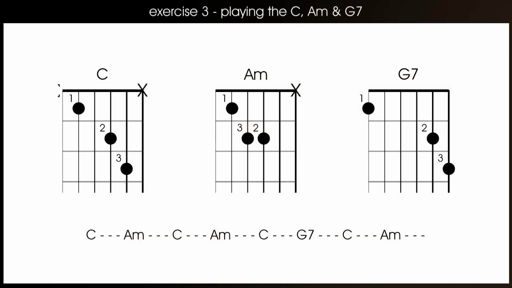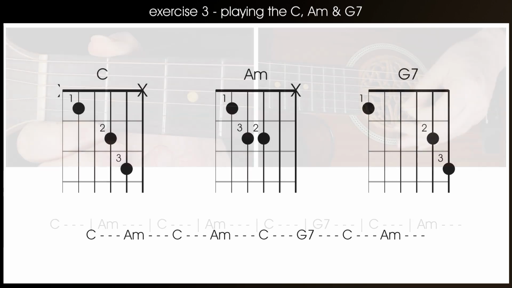Exercise 3. Bringing together the C major, A minor and G7th. This exercise shouldn't take any explanation because we're just taking the two previous exercises and bringing them together. So we play the C to the A minor to the C to the A minor, then back to the C to the G7 to the C to the A minor. So it's just the three chords we've learnt in this video. Here that is being played with a 2-bar introduction.